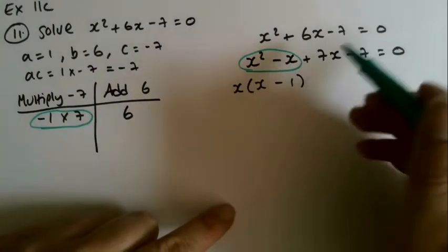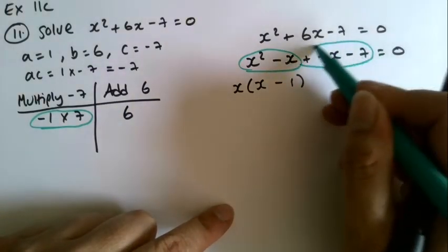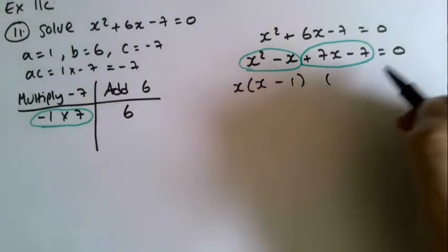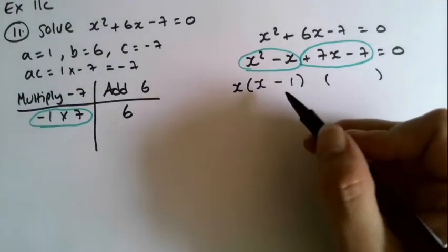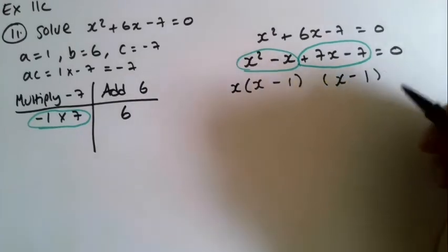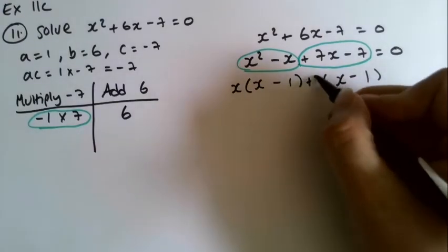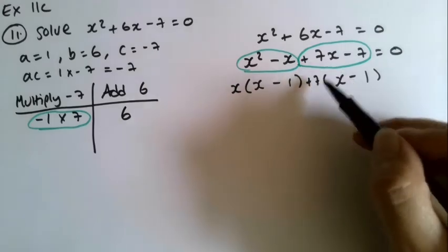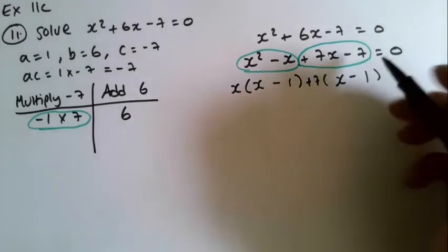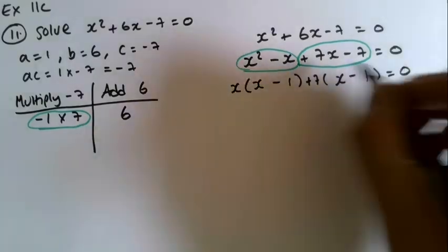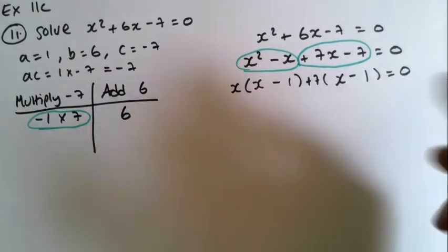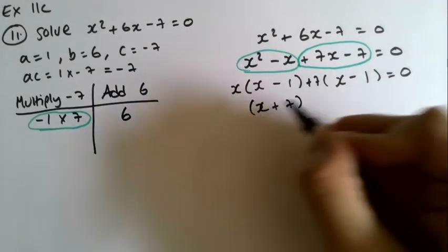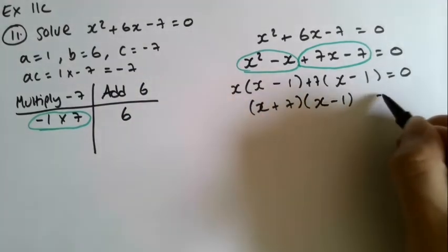Okay, take the second two terms, factorize them, and remember the thing that's in the bracket has to match what was in here. So we know that's going to end up being x minus 1. So that has to be a 7 because 7 multiplied by x gives us 7x. 7 multiplied by minus 1 gives us the minus 7. Factorize this all again, and remember that the x minus 1 is now the common term to come out. So we're left with x plus 7, x minus 1.